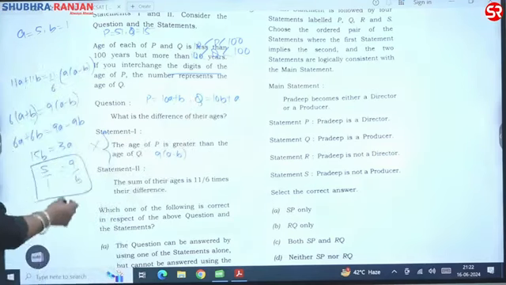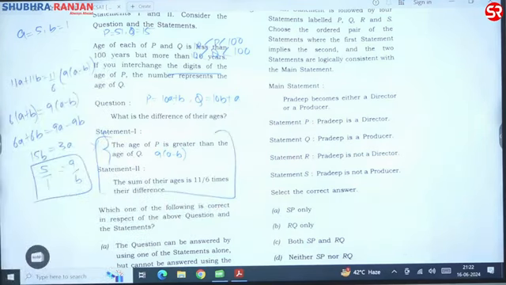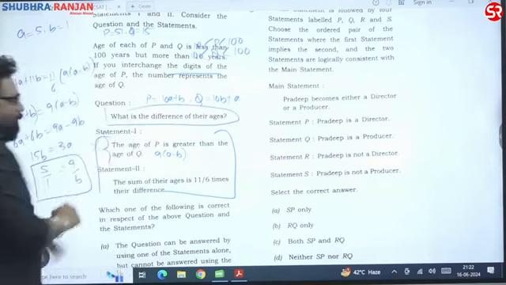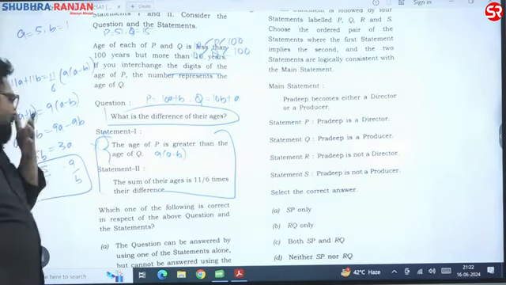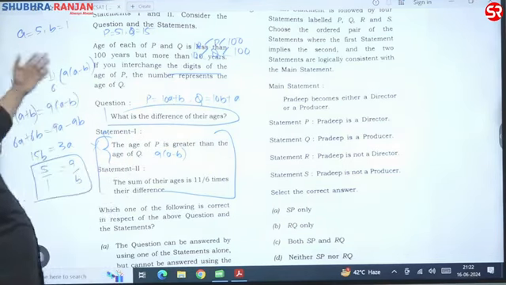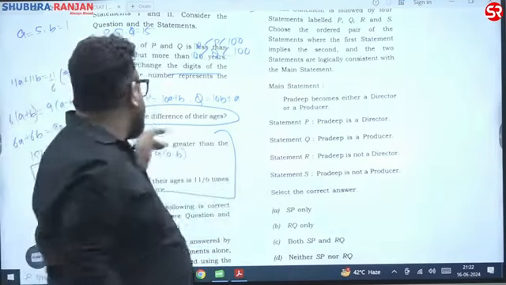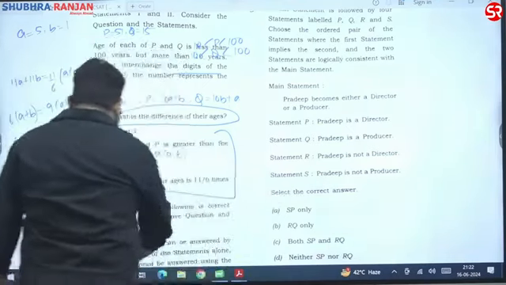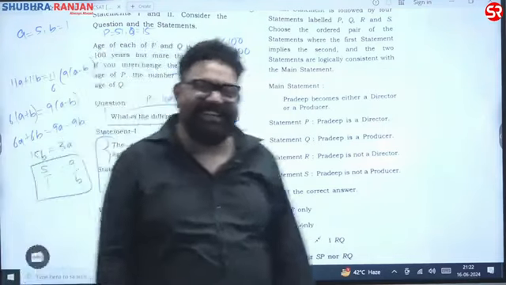Once you combine them together, the age of P is greater than the age of... again, what is the difference? The question is, what is the difference of their ages? In that case, statement 2 alone is sufficient. The difference would remain the same, guys. So you don't need to mix, because one of them is 51, another is 15. 51 minus 15, so the difference comes out. Statement 2 is giving you the answer. Answer is A. Yes, answer is A.